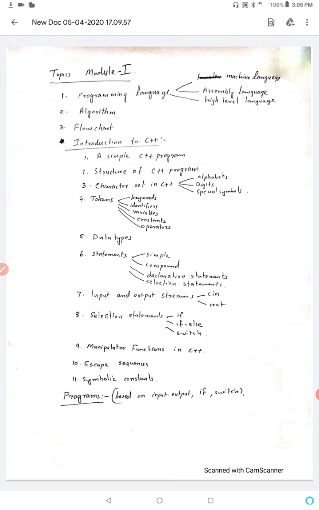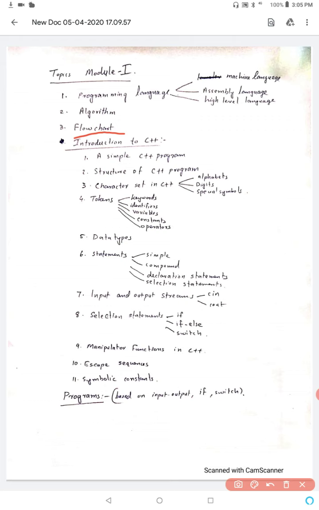Instead of an algorithm, another pictorial representation we can use here is a flow chart. This is the same as an algorithm, but instead of writing the steps in the English language, we use different symbols to denote the steps. So that also comes under problem solving.